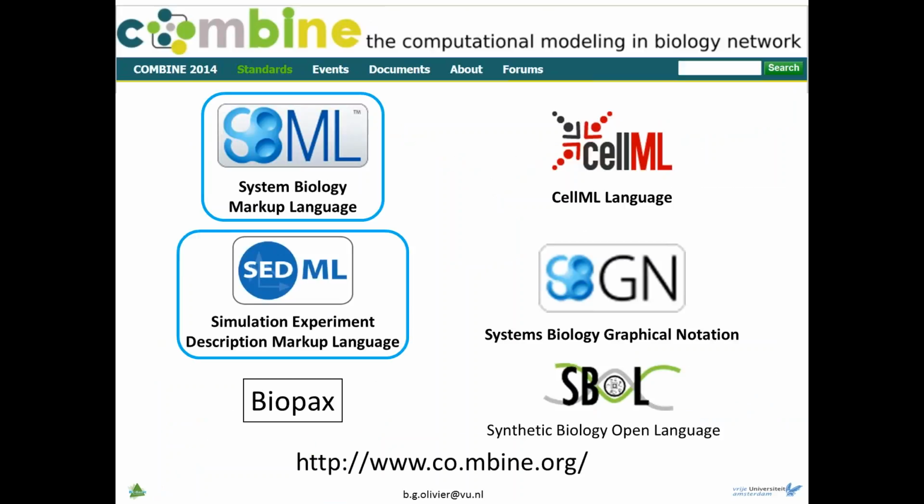So this has only been two of the standards that I've now briefly mentioned. There are a lot more. CellML is another widely used standard. There are also, for synthetic biology, languages that are specifically for graphical notation and stuff like that. And all of these are available from the COMBINE initiative, which is sort of a home online for these types of standards. I invite you all to take a look there to get hold of the latest specifications and details.